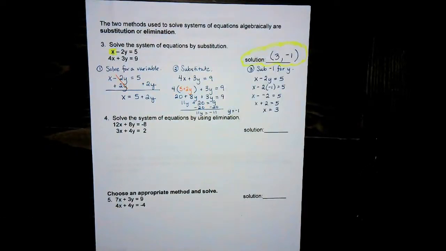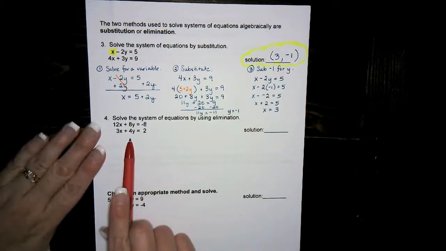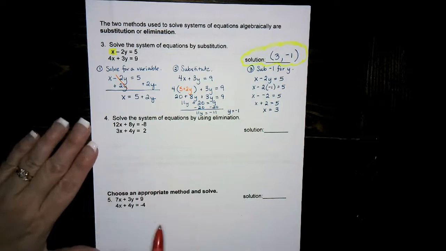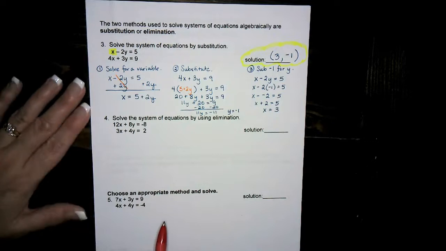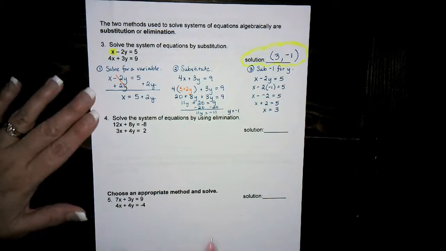Okay. Let's look at the second one here, which is asking us to use elimination. Now, in elimination, we want to eliminate one of the variables. So I'm going to start by eliminating x. You could have eliminated y. It would have been okay if you did that, but I'm going to eliminate x.